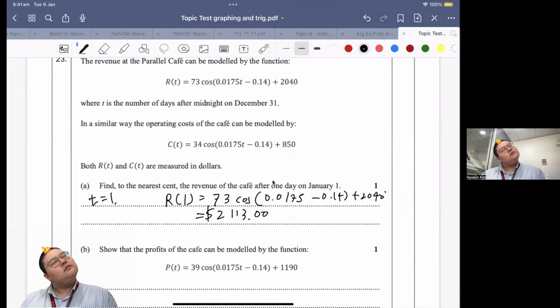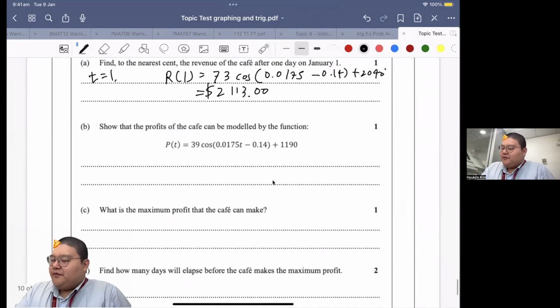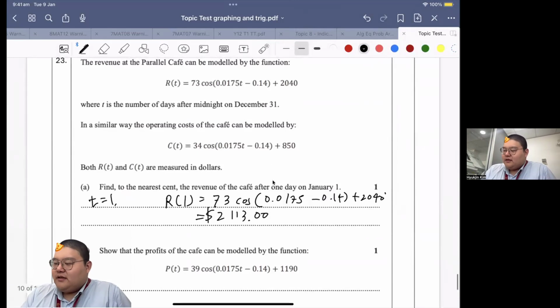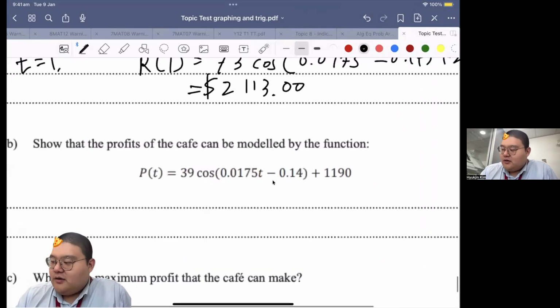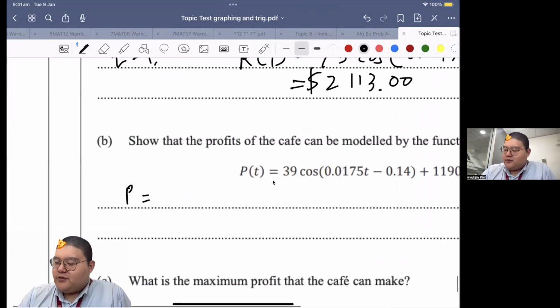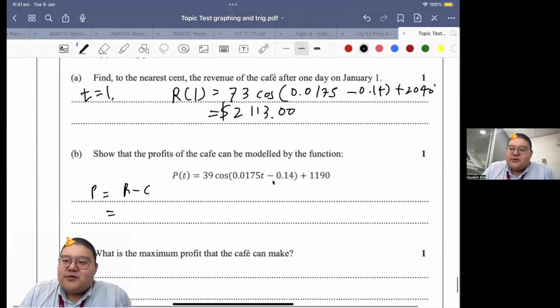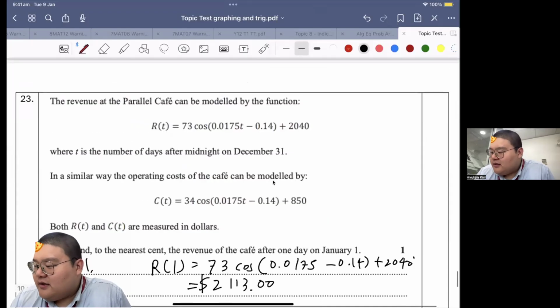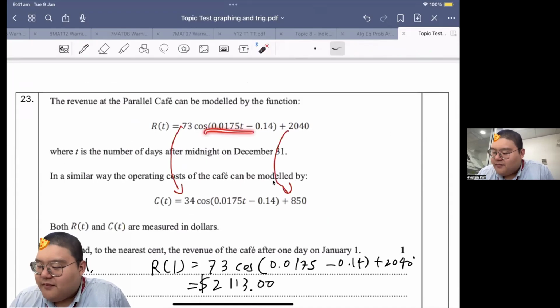Now, show that the profits of the cafe can be modeled by the function this. What does that mean? All I need to do is just realize profit equals revenue minus cost, and then do that. You should be able to just minus those two. Like it's literally just this minus this, and then this minus that, because they have the same input. We don't have to worry about it.